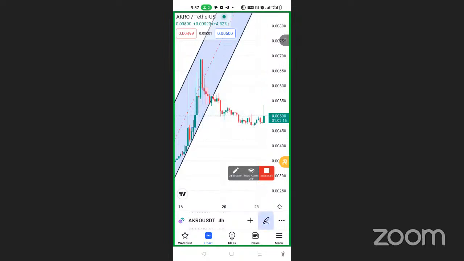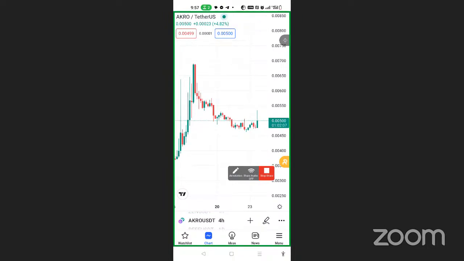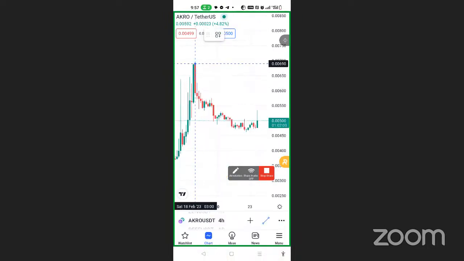So trend lines can really help you to monitor the market. For example, if you are trading this coin and you want to monitor when to get in at the right time, you draw your trend line above the candle.